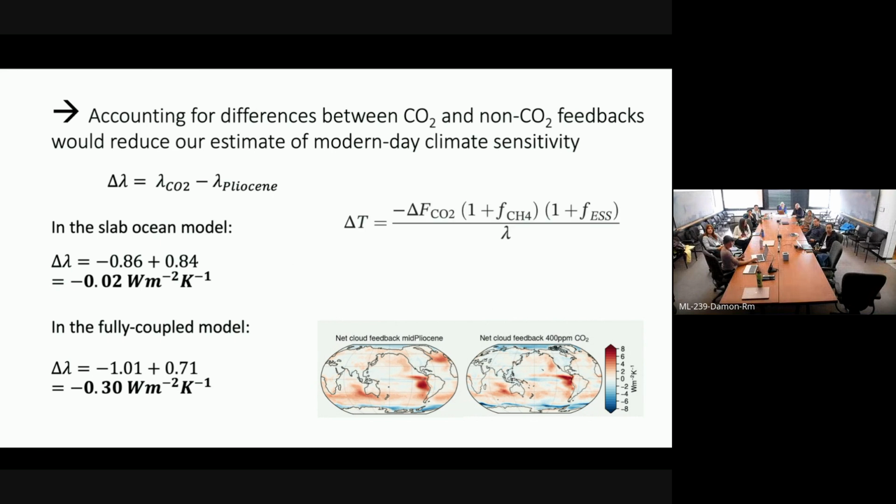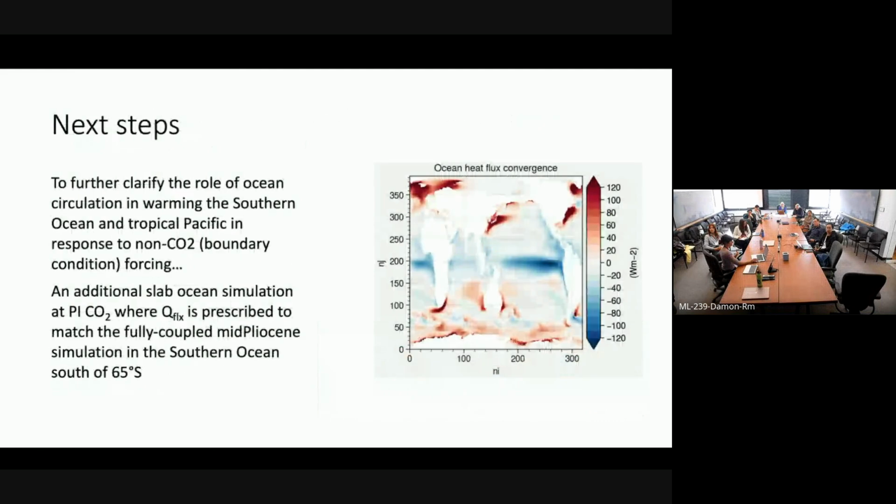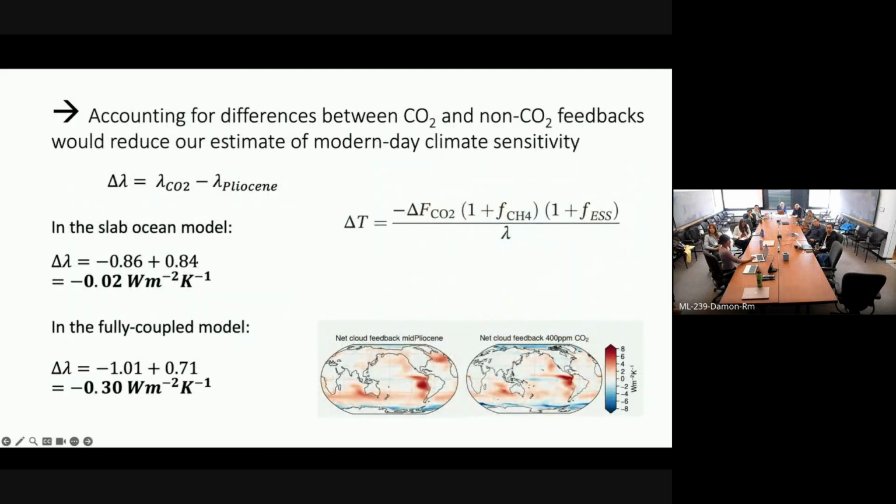So yeah, back to this equation. What we've done in this study is that we don't really need to calculate it using this efficacy factor. Rather, we actually have quantified the forcing, and from there we get a more precise estimate of the global feedback.